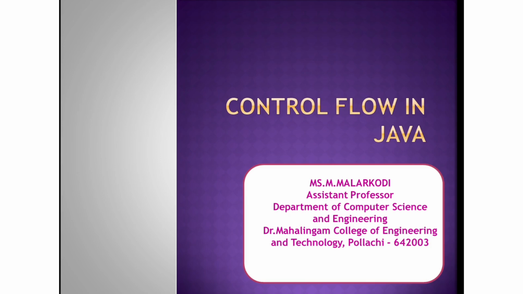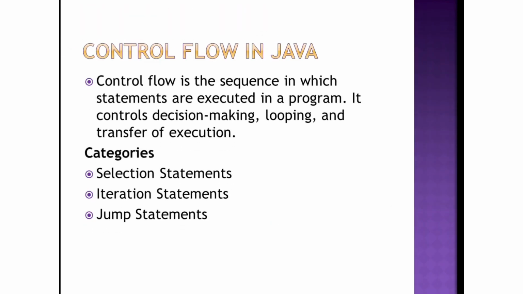Now think about this. When you wake up in the morning, you brush your teeth, take a bath, have breakfast and then come to college. You follow a sequence of steps, right? Similarly, a Java program also follows a sequence while executing statements. But sometimes the program needs to make a decision or repeat a task. That's where control flow comes into the picture. By the end of this class, you will know how Java makes decisions, repeats a task, and changes the normal flow of the execution. So let's begin.